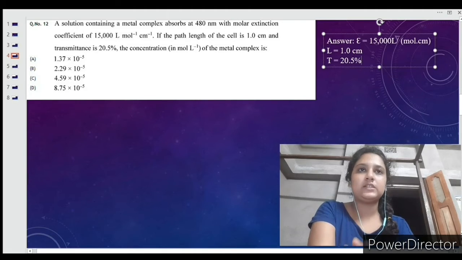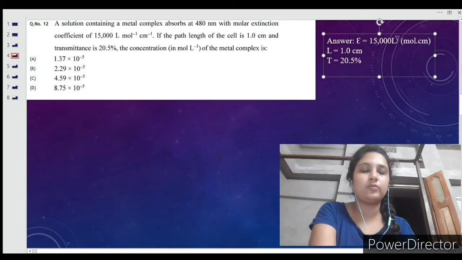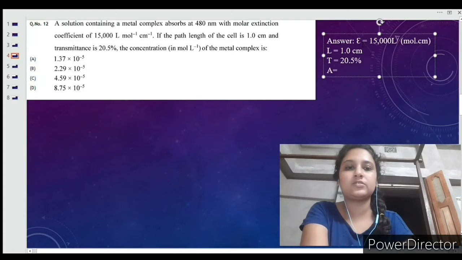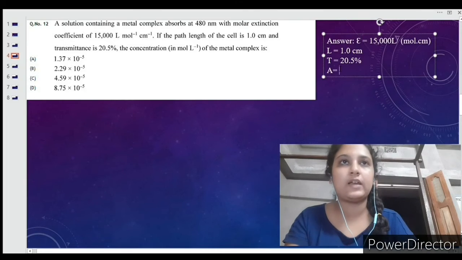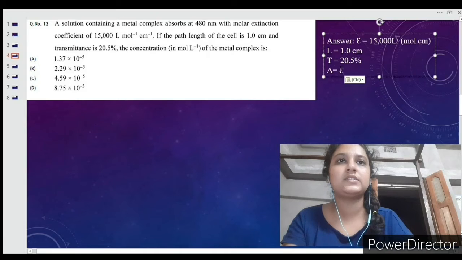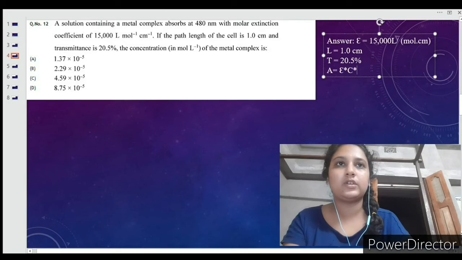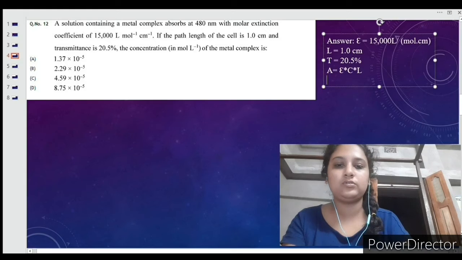So by using these values, which is the suitable formula that you can use to solve this problem and find the concentration of the metal complex? The formula is Lambert-Beer's law. So Lambert-Beer's law is: absorbance is equal to epsilon into C into L, where C is the concentration of the species. Here the species is the metal ion.